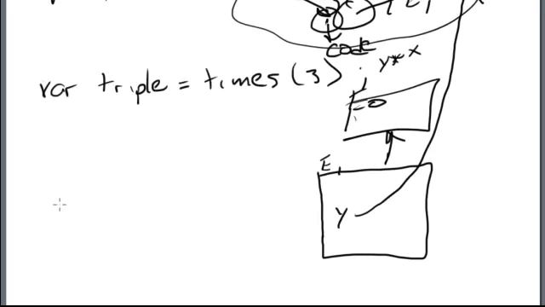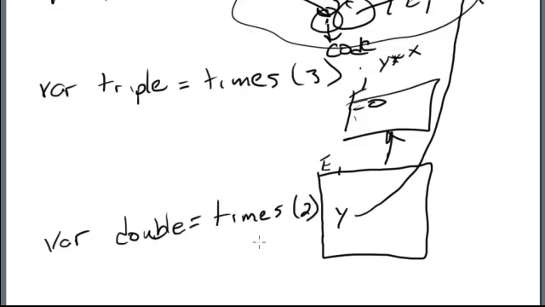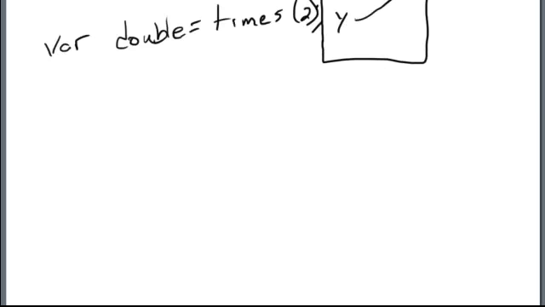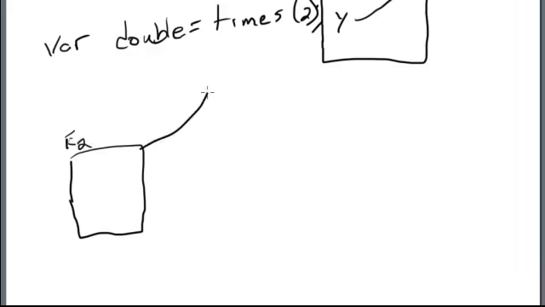If I call var double, now I've already had the double before, and I said times 2, and when I apply this function again, it creates a brand new environment. It doesn't reuse any old environment. We'll call this E2, and that environment points to the global environment E0. So when we're executing the function, if it needs to find a variable, it looks in the E2. If it can't find it, it will go up to its parent, which is E0.